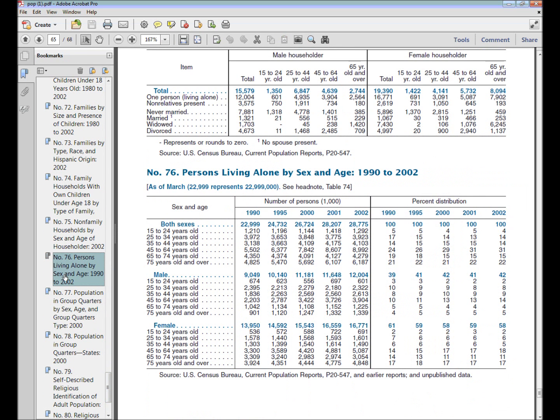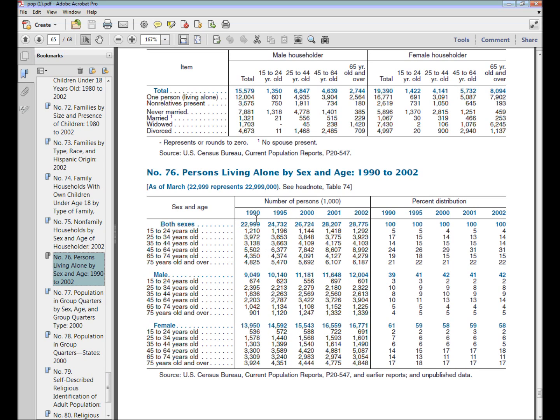And this one is called Persons Living Alone by Sex and Age. So what I'm looking at is these numbers, and you'll note that each of these numbers is in thousands, meaning that the number you're reading has to have 3 zeros added to it in order to be an accurate number. So what we're looking at is the number of people who live alone by sex and by age.